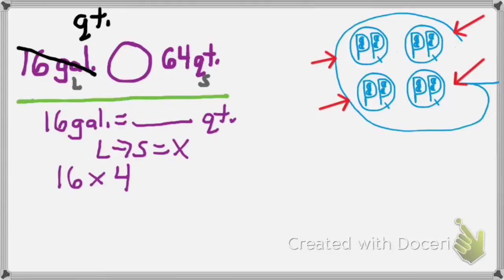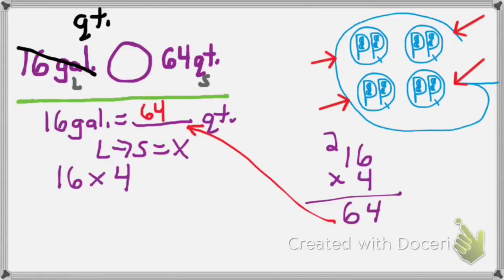I don't know my 16 times tables by heart, so I'm going to use some scrap paper. 4 times 6 is 24. 4 carry the 2. 4 times 1 is 4 plus 2 is 6. So 16 gallons is going to equal 64 quarts. And again, I crossed out my 16 gallons up here so that I could write in 64 quarts. Now I have to compare. 64 quarts is greater than, less than, or equal to 64 quarts. Oh wow, it's equal to.